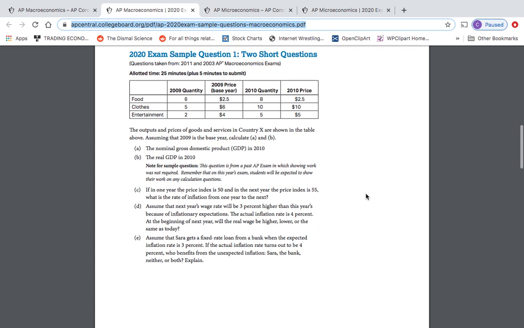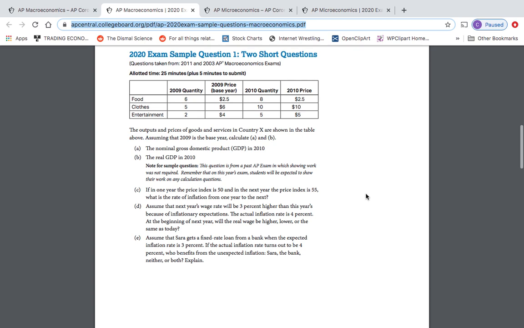E says assume that Sarah gets a fixed rate loan from a bank when the expected inflation rate is 3%. I gave you a question just like this on that actual exam, which is kind of cool. When we took that second test this year, assume Sarah gets a fixed rate loan from a bank when expected inflation is 3%. If the actual inflation rate turns out to be 4%, who benefits? So in real terms, you want to work this out. So if you think about the Fisher equation, real is equal to the nominal minus the inflation rate.